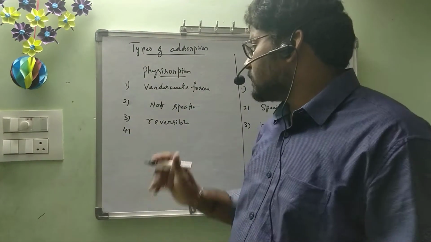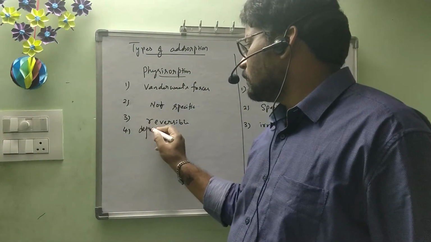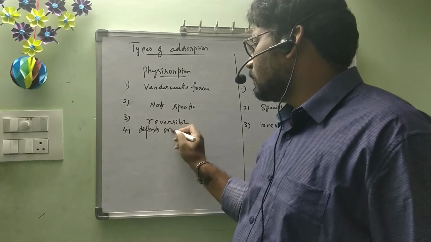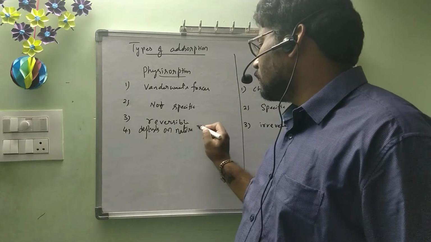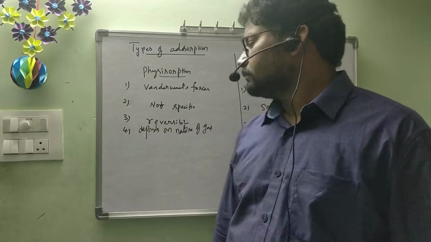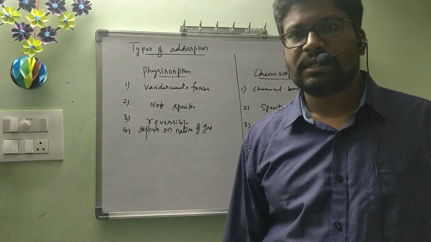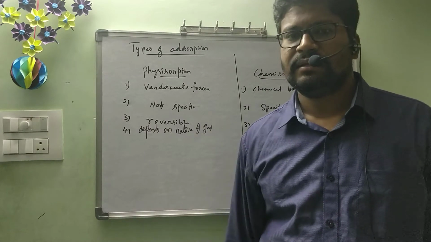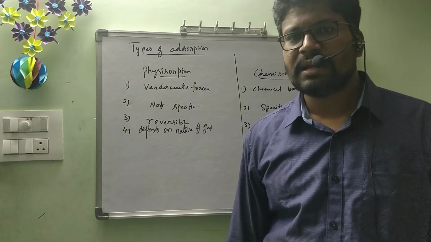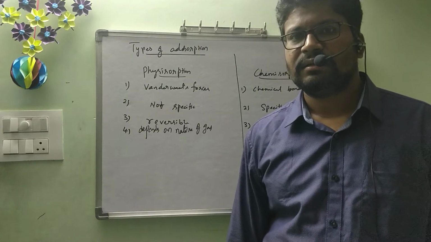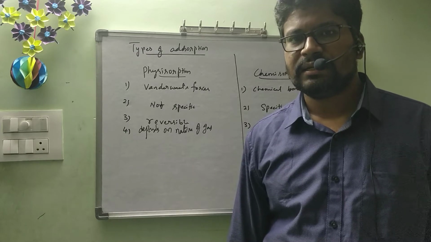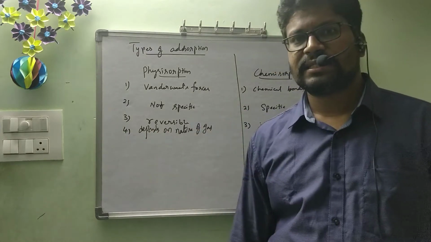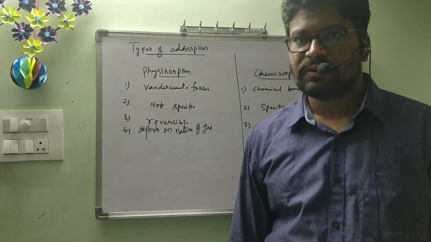Now again I am reading the point. Physisorption depends on the nature of the gas. Why? Easily liquefiable gases can be adsorbed easily, like NH3. It can be liquefied easily. Physisorption depends on the nature of gas. Is it okay, ma'am? Next.